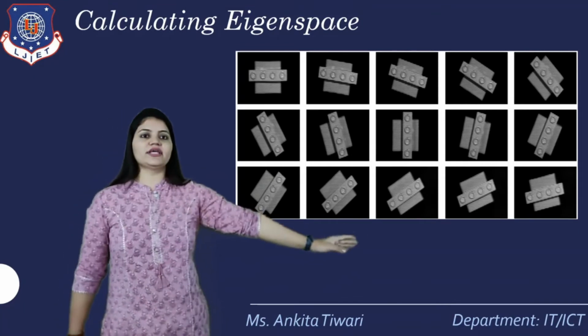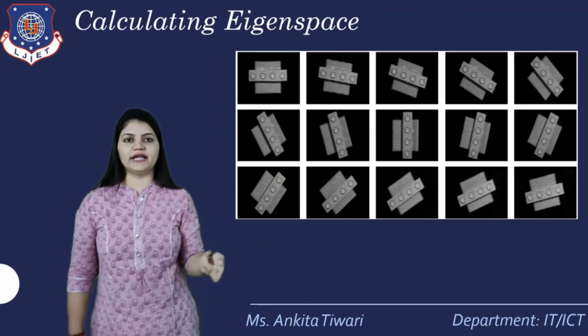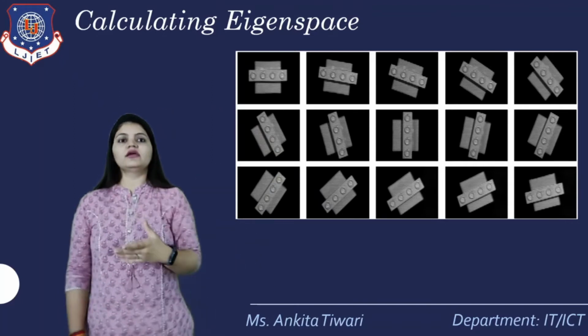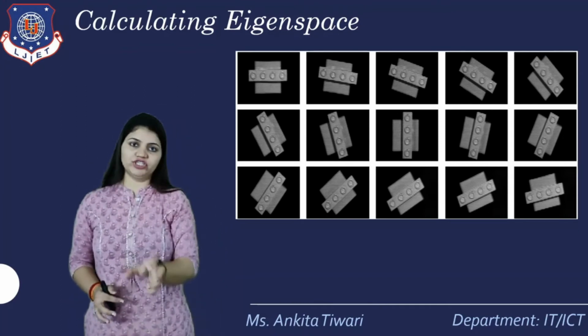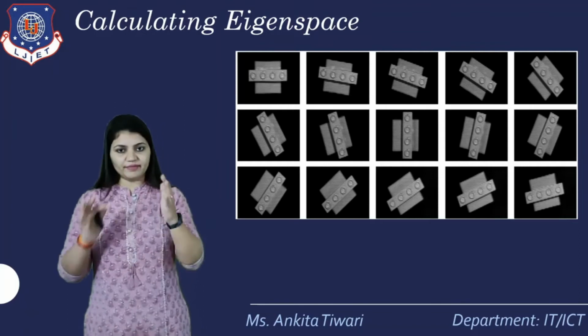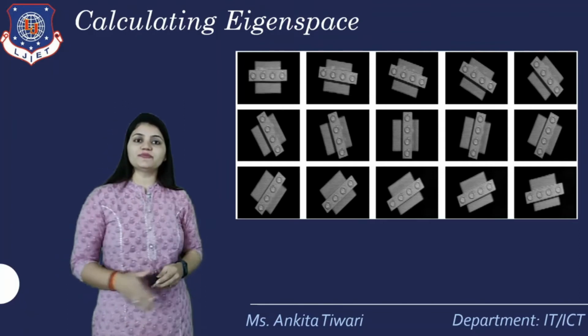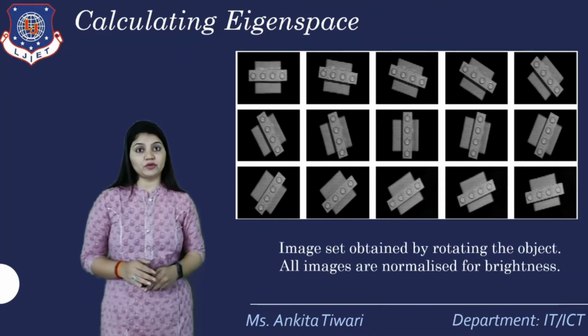And the last one, as you can see, is rotating and coming back to the same position as it was, that is, a 360-degree rotation. So this is how the object is represented with respect to the eigenspace.